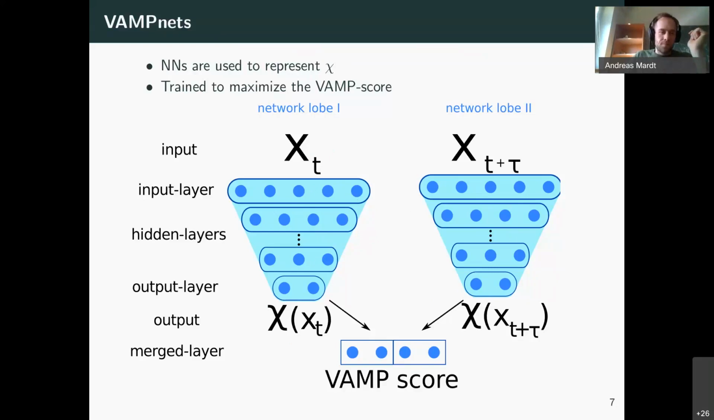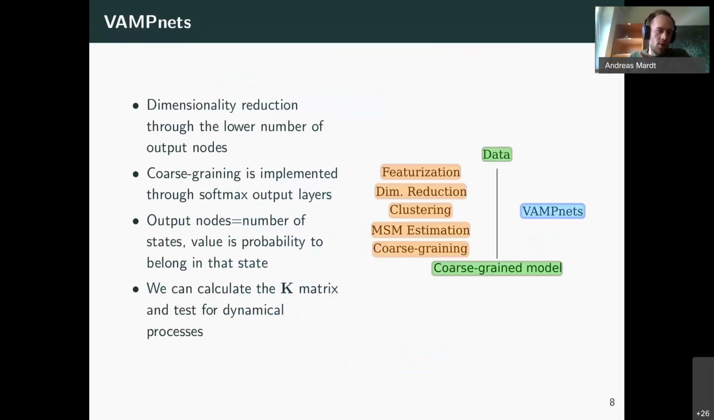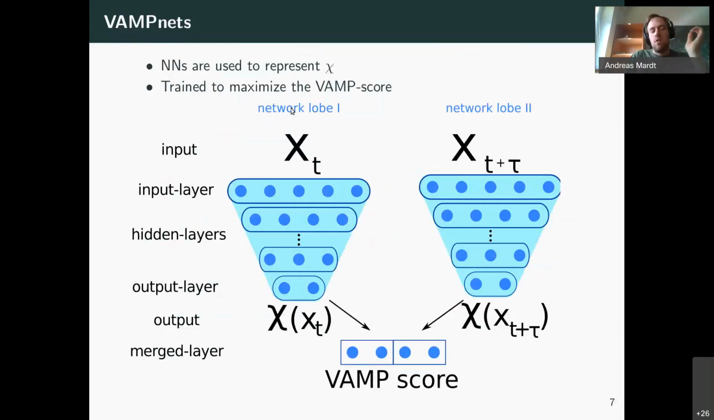Okay. So let's see how we do with this scheme I showed you in the beginning as a motivation. Are VAMPNets actually replacing these pipelines somehow? First of all, the dimensionality reduction: the scheme already showed it somehow. You start with some dimensionality here, and you can choose how many nodes the output layer should have. And by that, you can reduce the dimensionality.